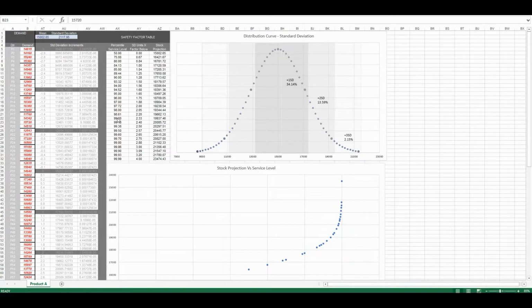And we can look at the safety factor table here to calculate that. So by adding one standard deviation here, I will increase service level from 50% to 84.13%. This isn't something I've dreamed up, but it's pure statistics to come up with, and these numbers you can find from a number of different sources. And we can use our distribution curve here to see what that looks like graphically.